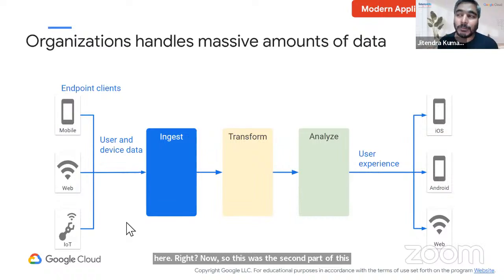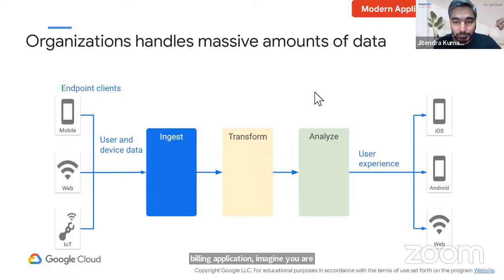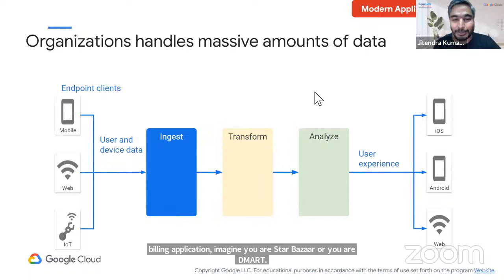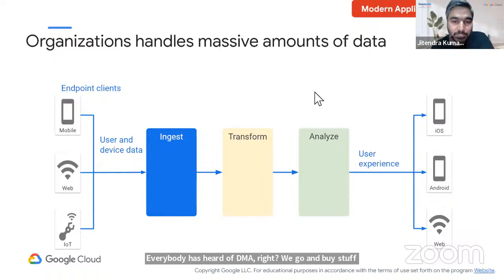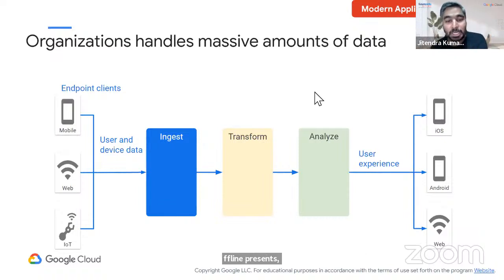The third part of this whole equation is, hey, sometimes you also might need to build what we call data pipelines. Right? Now, what are these data pipelines? Hey, I might be getting data from disparate sources of different data types. Imagine I have a billing application. Imagine you are Star Bazaar or you are DMart. Everybody has heard of DMart, am I right? We go and buy stuff from DMart. Now, DMart has online presence, DMart has offline presence, right?